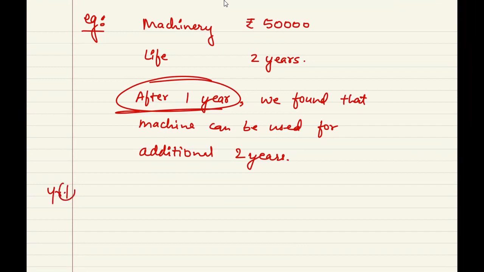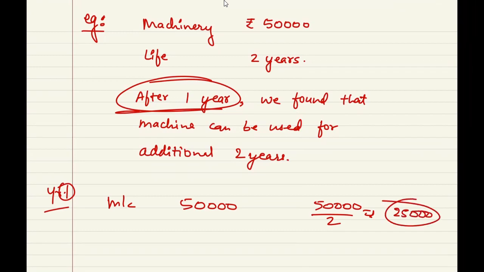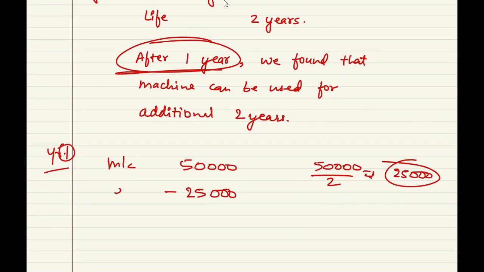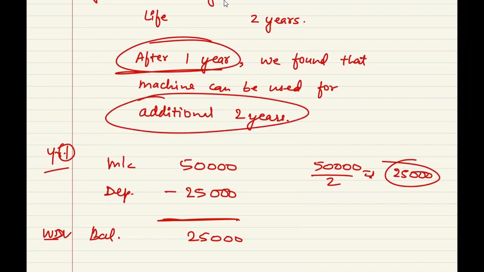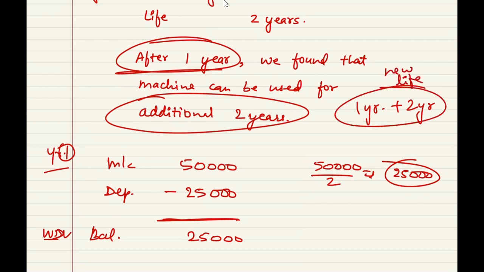So in year one, you had a machine account where the balance was 50,000, and you found out earlier the life was only 2 years. So you charged the depreciation of 25,000. So after 1 year, when the depreciation is charged, the WDV of the machine was rupees 25,000 only. Now you know that this can be used for 2 additional years. So 1 year was left, now 2 additional years. So the new life of the machine is 3 years.